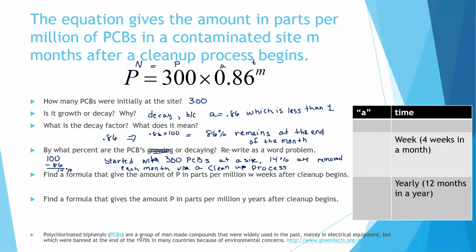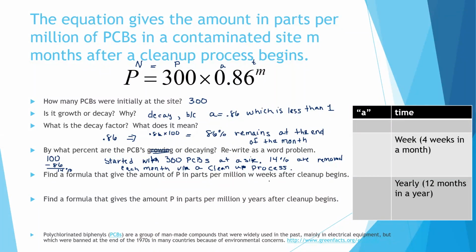So the key in rewriting as a word problem is to give the starting amount, so we did give that, and to give the constant percent change. So I have this 14%. I have "are removed," which I'm hoping communicates that they are decayed, and so I would use the 1 minus the 14% as a decimal if I was writing the equation based on that word problem. And I also want to give the time frame, so I did have to mention that that 14% goes with a month.